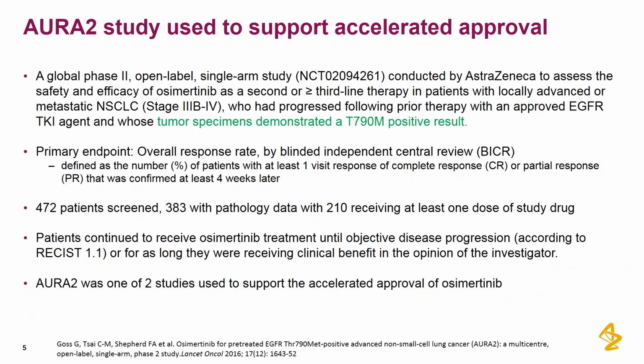The study screened 472 patients, and of those 383 provided pathology tissue specimens, and 210 of those were then entered into the study and received at least one dose of study drug. Patients could continue to receive osimertinib until objective disease progression, or for as long as they were receiving clinical benefit from the treatment. This is actually one of 2 studies that was used to support the accelerated approval of osimertinib.